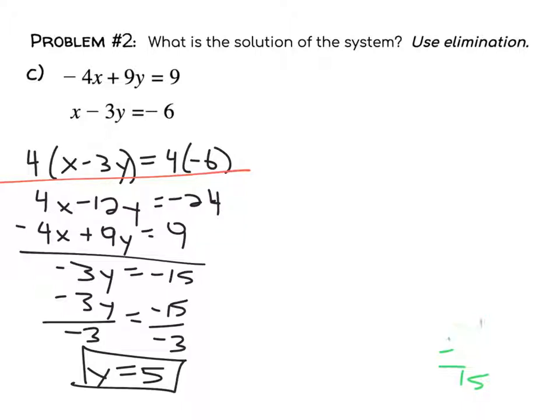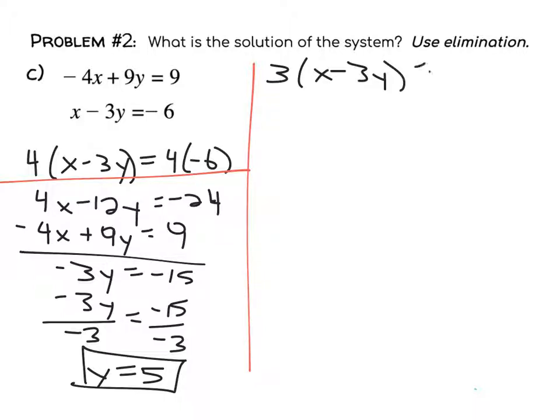Okay, now, we could do something else, though. We could, if we wanted to, try and eliminate the y's. And notice this. If I took this equation and I multiplied it by 3, I would have negative 9y's now, which is the exact opposite of those positive 9y's. So now I'm going to do that same thing. And I'm going to say over here, 3 parentheses x minus 3y equals 3 parentheses negative 6. Distribute that 3 through, and I get 3x minus 9y equals negative 18.